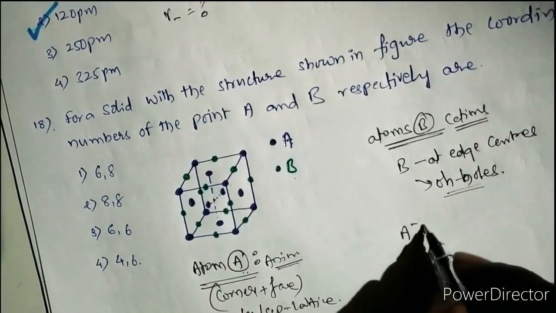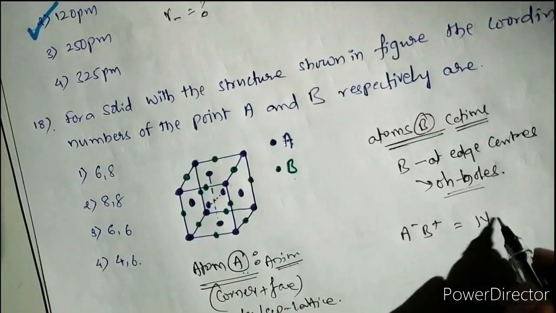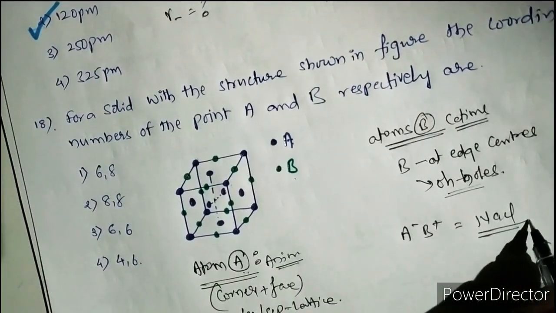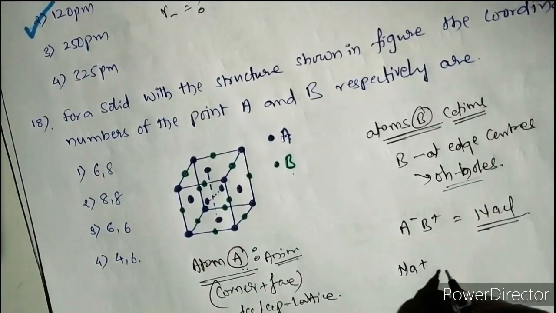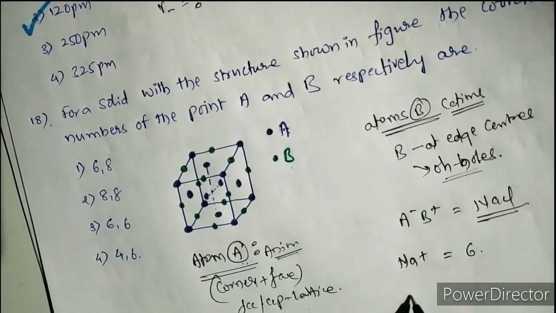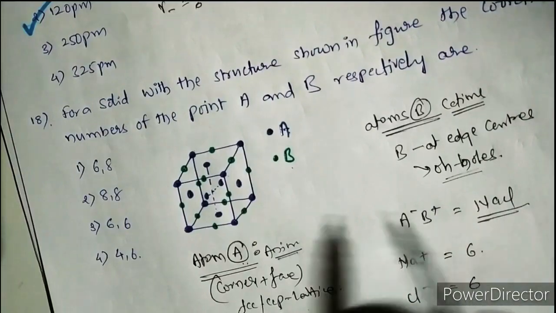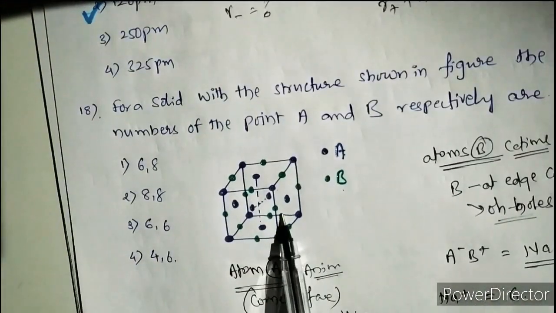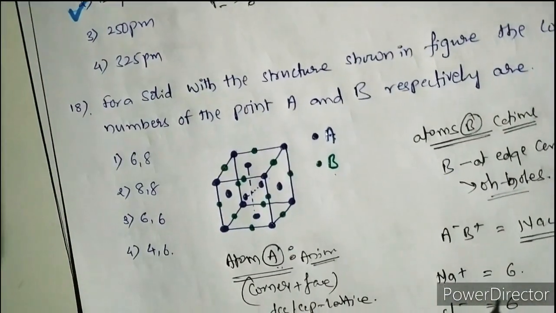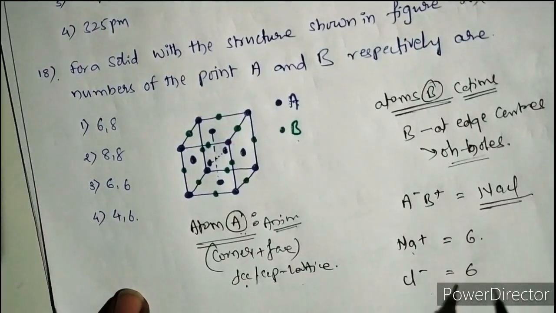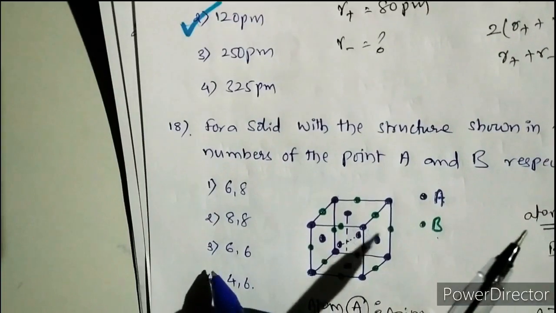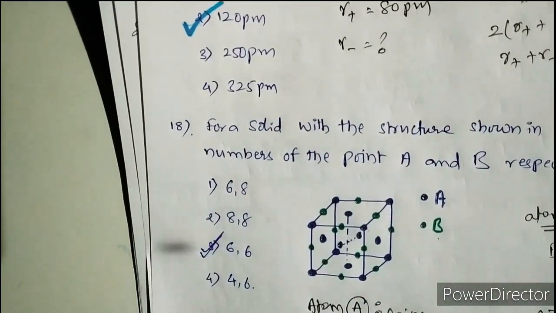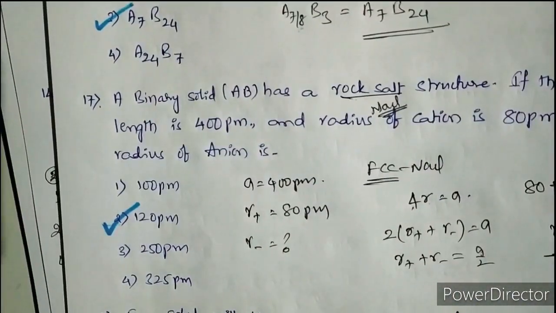So this cation and anion arrangement is exactly the sodium chloride structure. And you know that in the sodium chloride structure, the coordination number of cation is 6 and the coordination number of anion is 6. So this structure resembles the sodium chloride structure. In that, cation and anion coordination numbers are 6, 6. So your answer is option 3. Option 3 is correct. Next one.